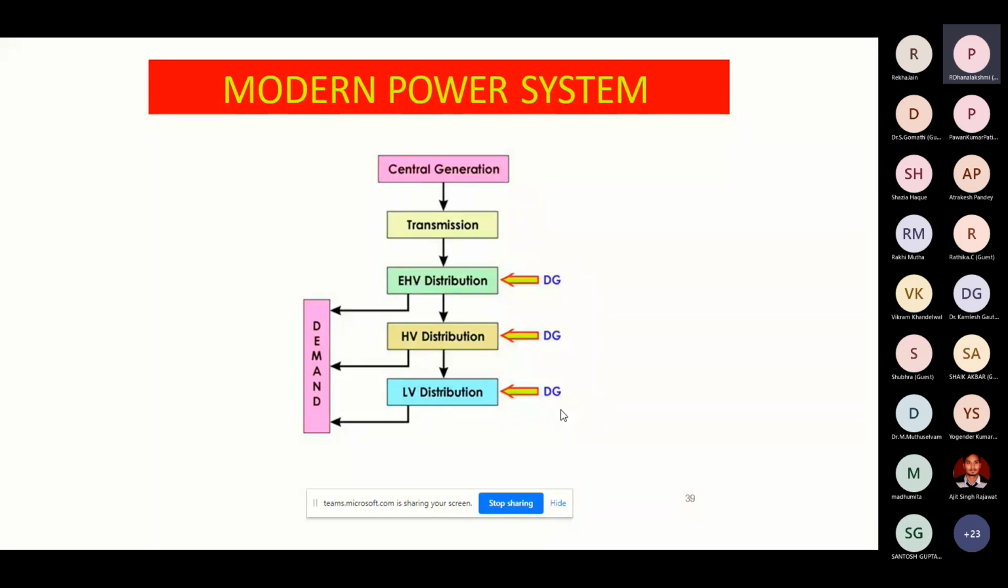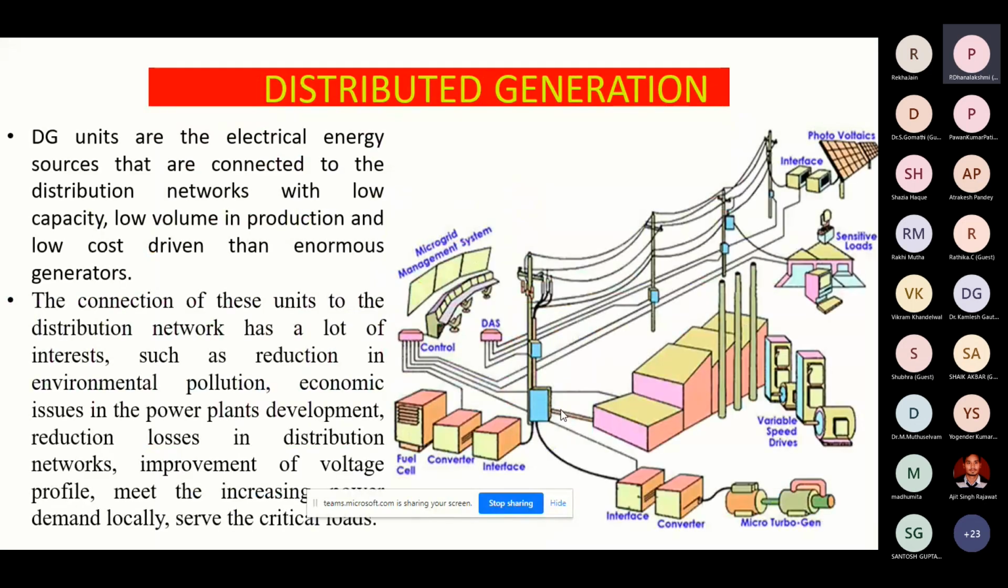Now, the terminology DG particularly refers to the various electrical energy sources that are connected to distribution networks because of their low capacity and low volume in production. And obviously, these DGs are low cost driven as compared to the enormous generators like thermal power stations, hydel power stations or nuclear power stations. Those generating stations are of large capacities. On the contrary, the DGs, which are particularly based on renewable energy sources, have a much lower capacity.